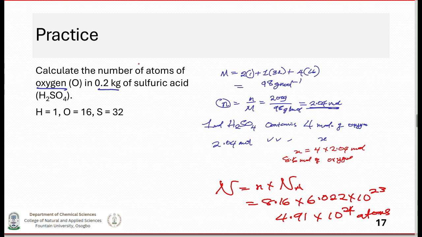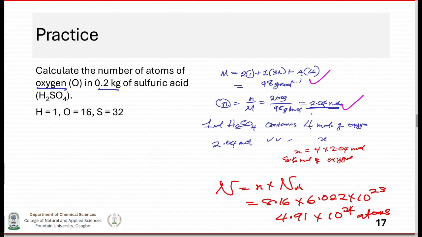So that's the question. Calculate the number of atoms of oxygen. Again, how do we do that? It's easy. Get the molar mass of the compound, and that's what we did here. That is step number 1. After that, from the molar mass of the compound and the mass of the compound, get the number of moles of that compound. That's what we did here.